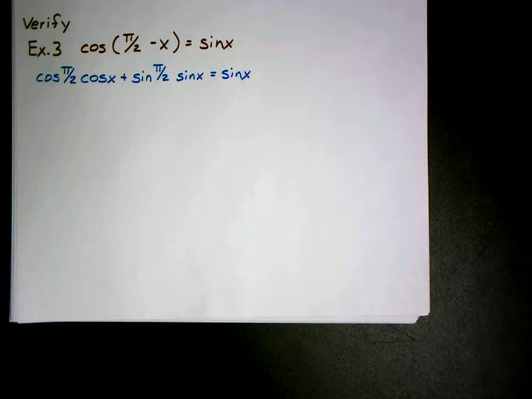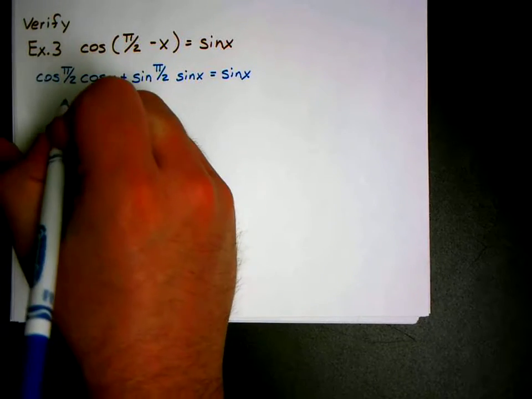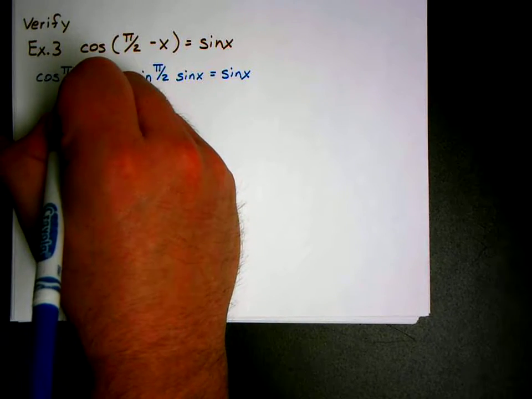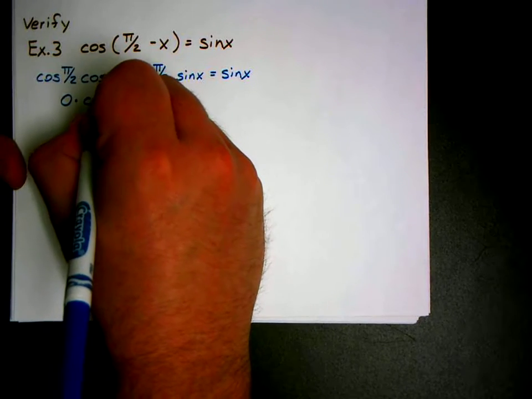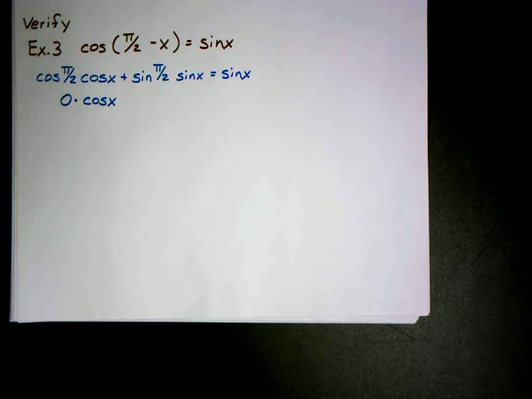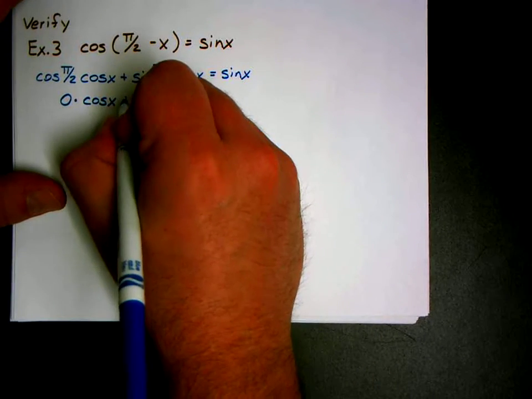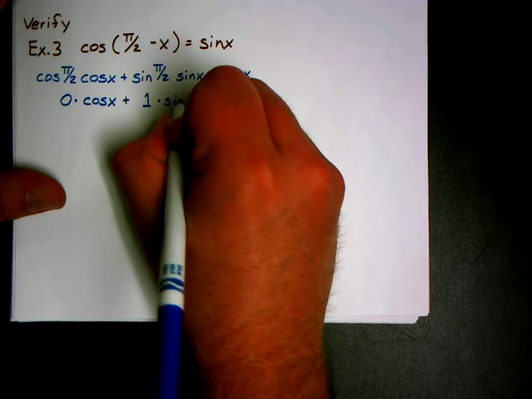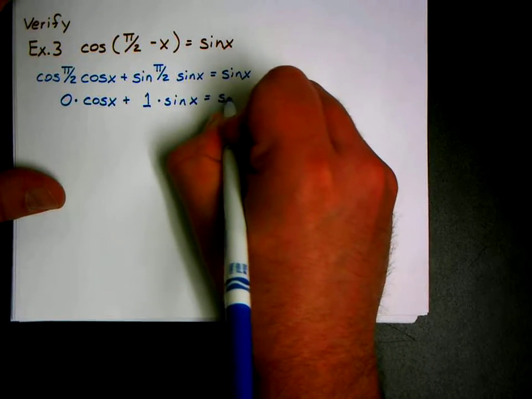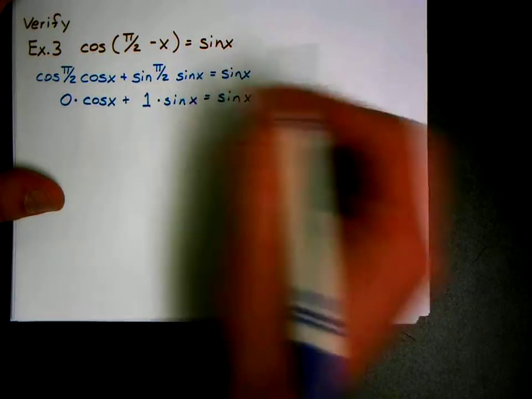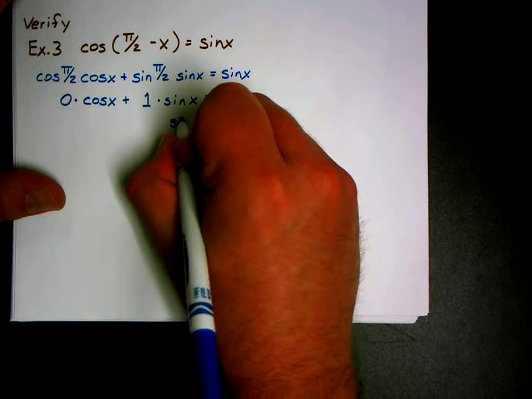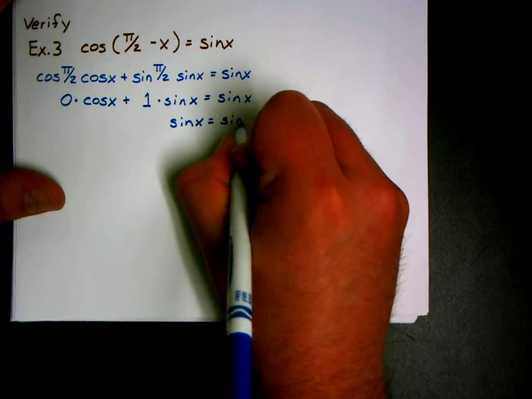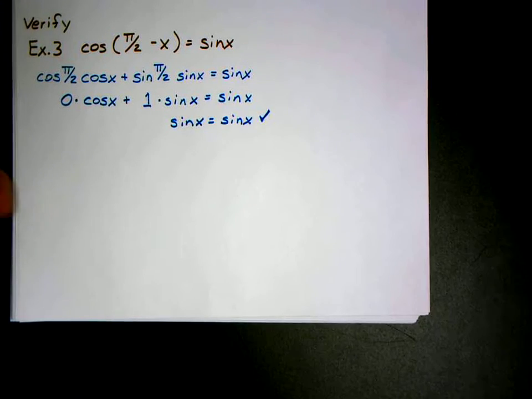We start simplifying. What's cosine of pi over 2? It's 0. Because pi over 2 is up at the top, the ordered pair up at the top is (0, 1). So cosine is the x value, so that'd be 0. The sine value would be 1. So then 0 times cosine of x would disappear. 1 times sine of x is just sine of x. So that one checks out.